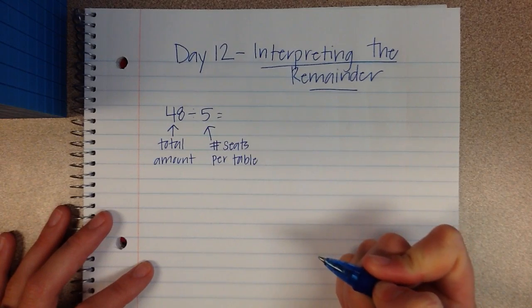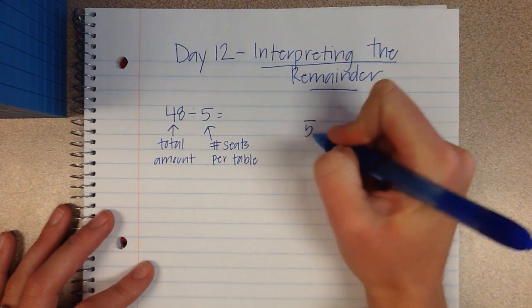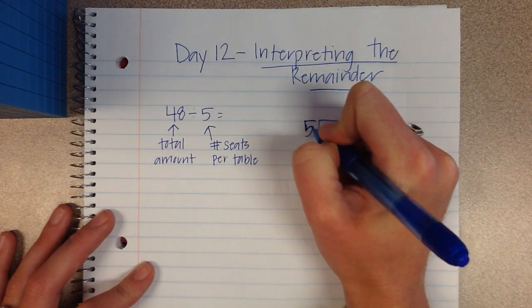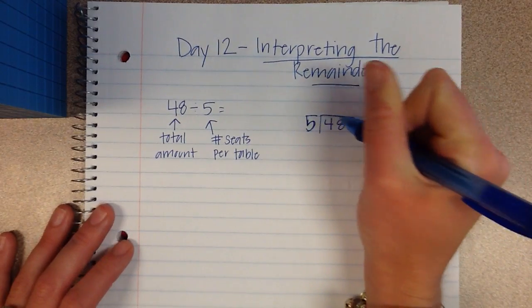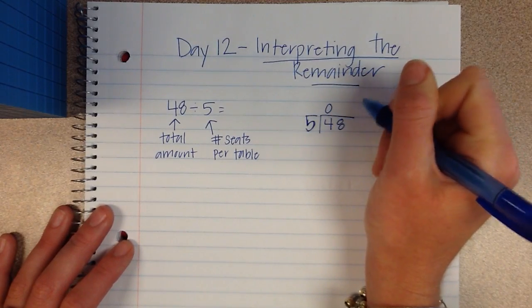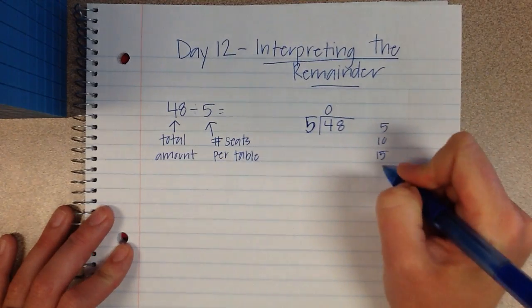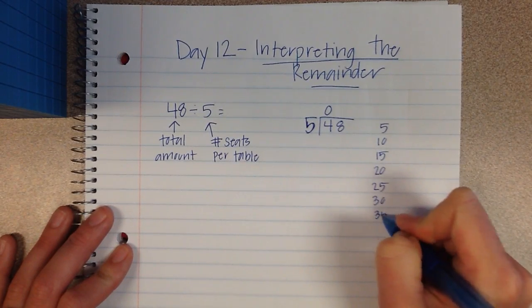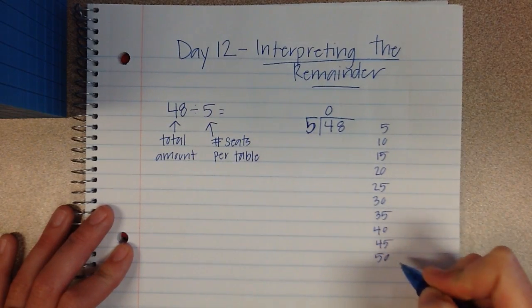So I'm going to do the old-fashioned way. 5 divided into 48. Does 5 go into 4? It does not. So I can put a 0 here. Does 5 go into 48? It does. We need to figure out how many times. So I can write 5, 10, 15, 20, 25, 30, 35, 40, 45, 50.